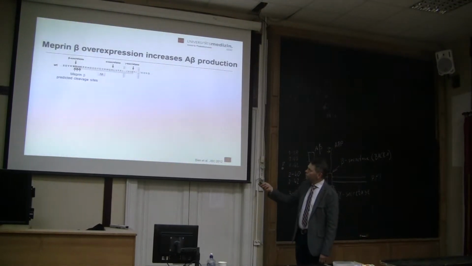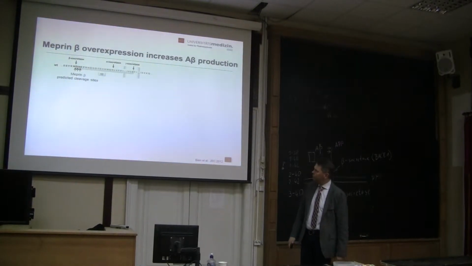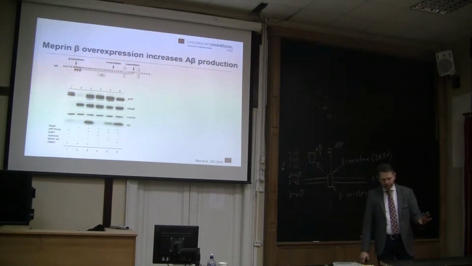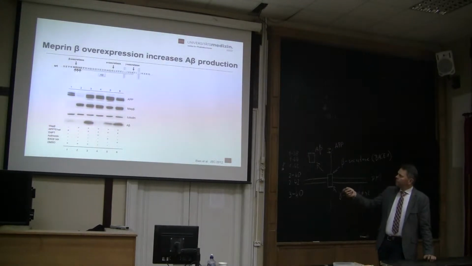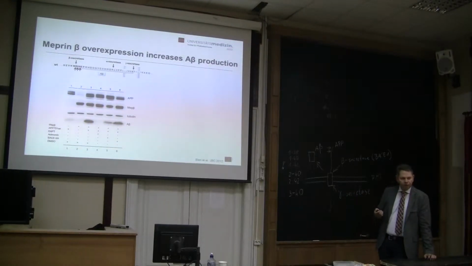So meprin then has three predicted cleavage sites for APP: at position 1, like BACE, position 2, which BACE can't do, or position 3, which BACE can't do either. So then we said, okay, we'll test whether meprin can generate Aβ in a cell. We transfected the cells with APP and meprin and tested whether Aβ is generated.